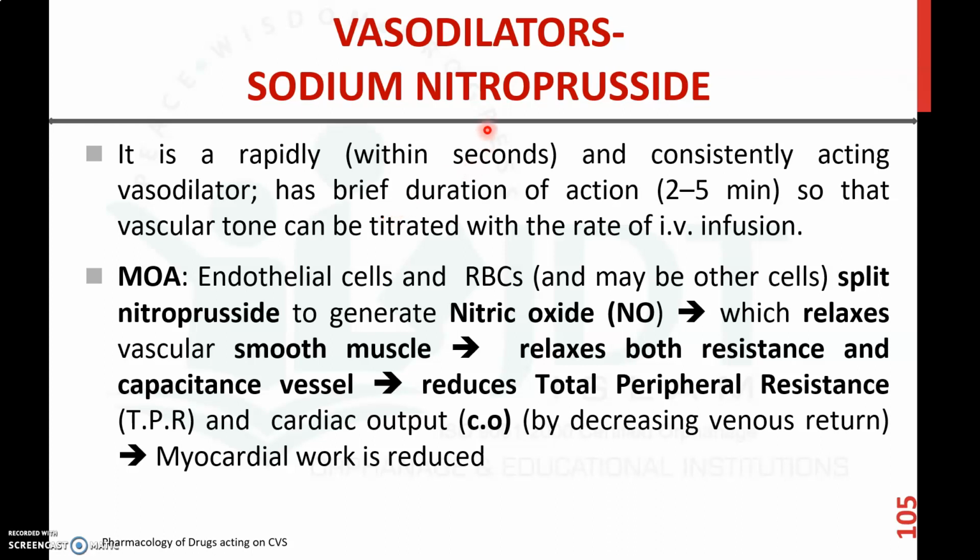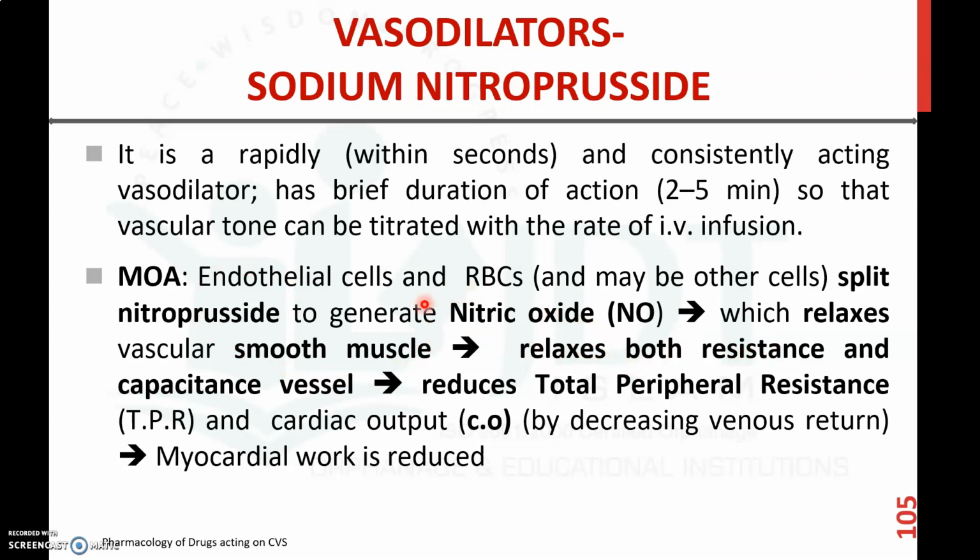Now another important vasodilator is sodium nitroprusside. This is a rapidly and consistently acting vasodilator which has a brief duration of action, 2 to 5 minutes, so that the vascular tone can be titrated with the rate of IV infusion. And the mechanism of action of nitroprusside is that the endothelial cells and the red blood cells, and other cells also, will split the nitroprusside into nitric oxide.